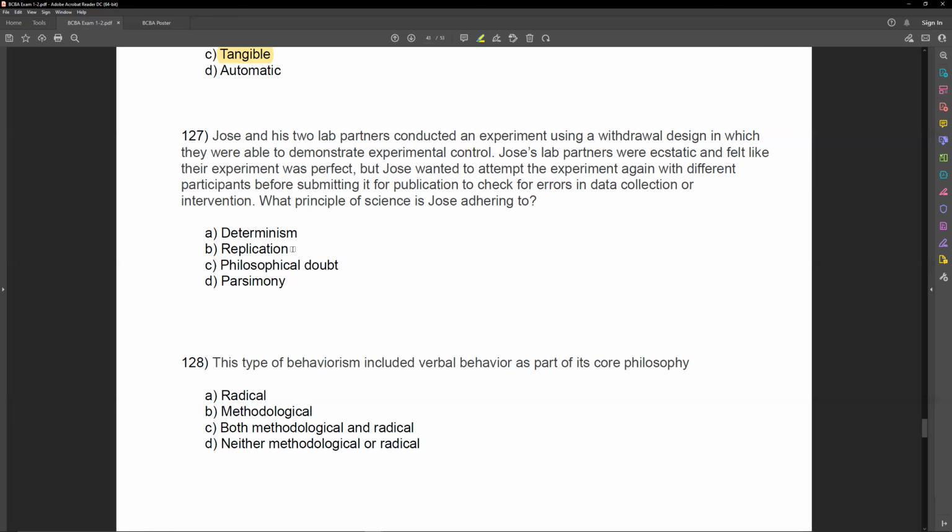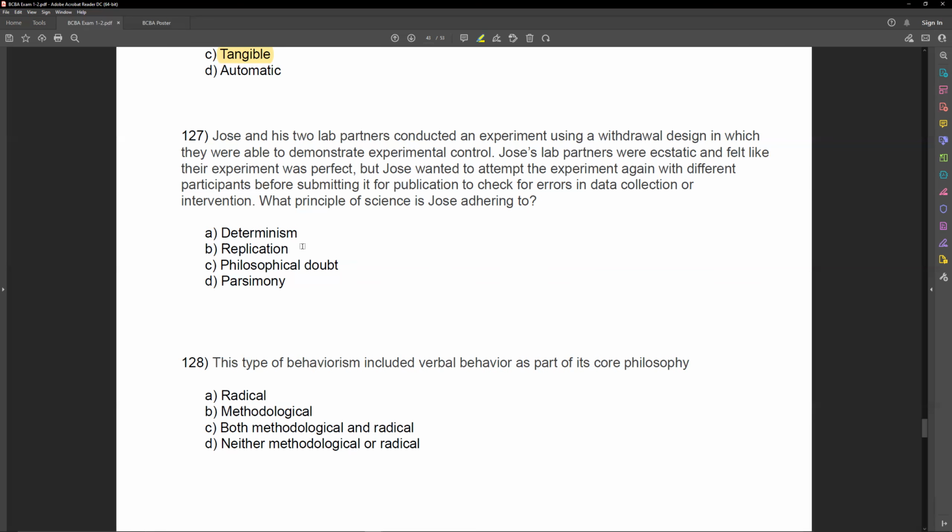Always read all of your answer choices just to understand why the wrong answers are wrong and the right answers are right. It's going to make you better at the exam. C, philosophical doubt. Okay. Philosophical doubt says we should always question past science and theories, right? Jose is more replicating his own experiment rather than questioning other theories and outcomes. Okay, so replication is what's occurring here. He's going to replicate, right, his experiment.